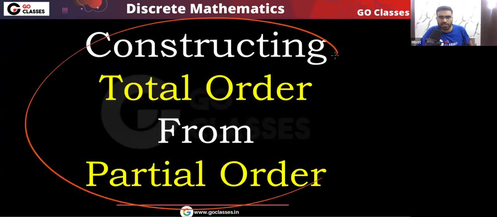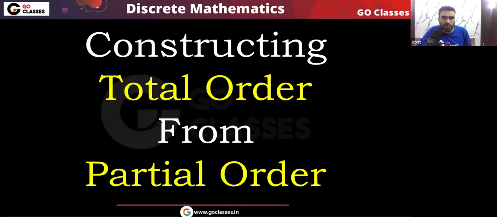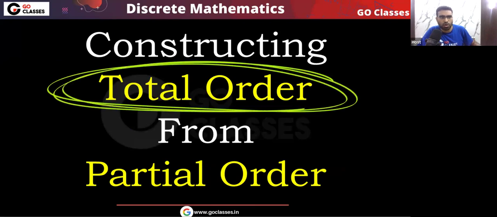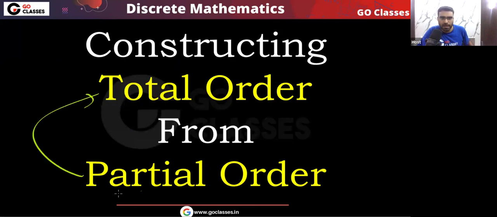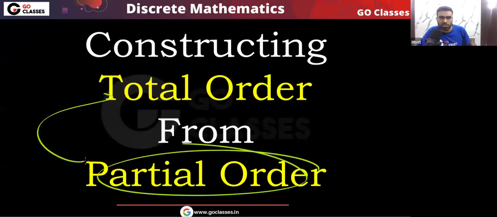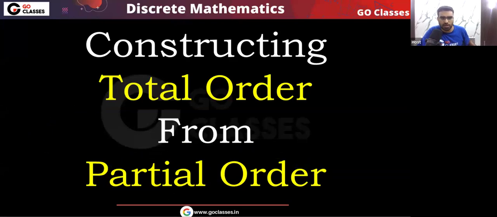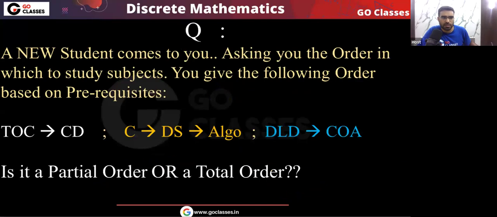Now let's see constructing a total order from a partial order. This is our main topic, so let's study it. How to construct a total order from a partial order? It means a partial order, or a Hasse diagram, will be given to you, and the question will ask you to find the total order. So let's see what this concept is.